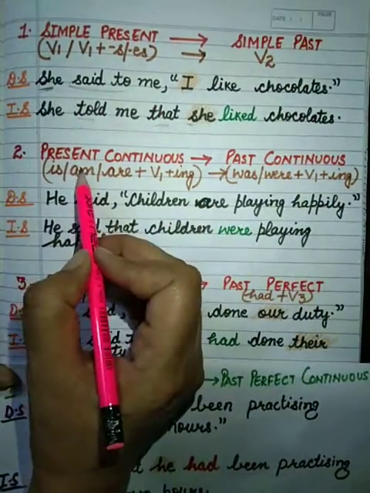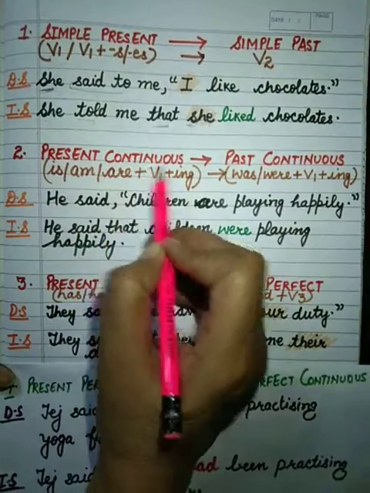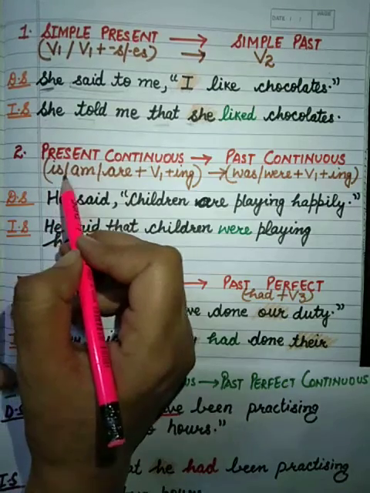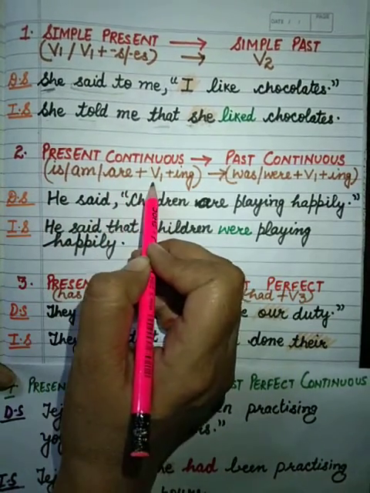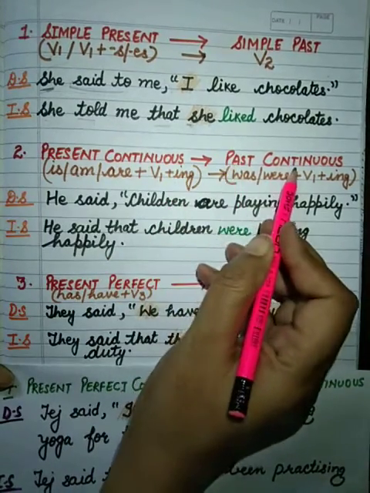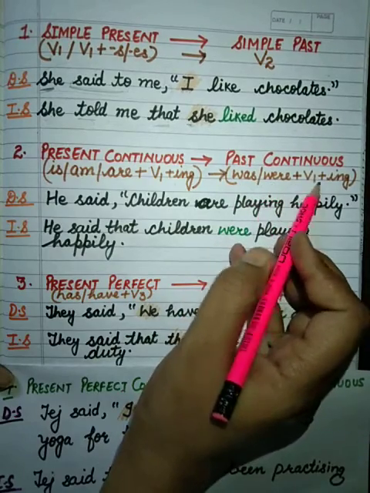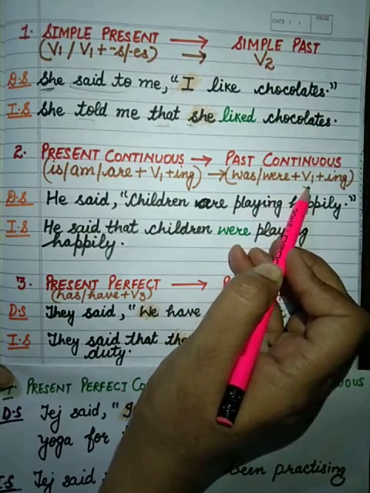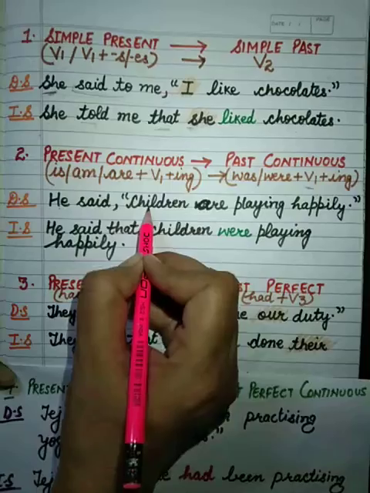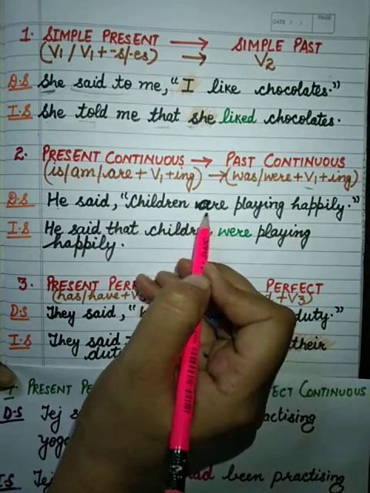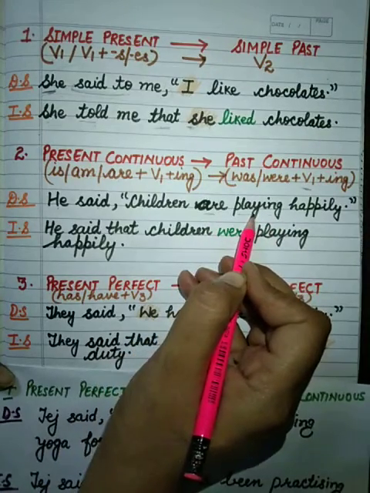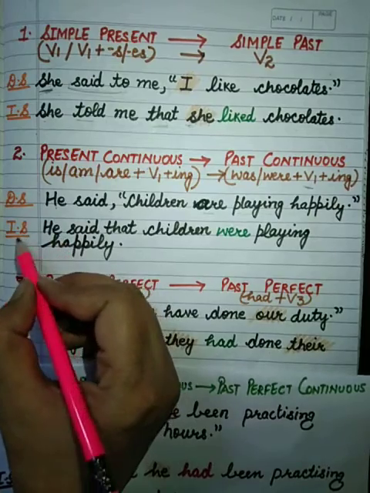Fine. Next example is present continuous tense changes into past continuous tense. In present continuous we use is, am, are plus first form by adding ing to first form. Okay. Then past continuous we use was, were by adding ing to first form of verb. Okay. This is the example of direct speech. He said children are playing happily. Are is used. Playing, play plus ing. So it is in which tense? Present continuous tense. So we have to change it into indirect speech.